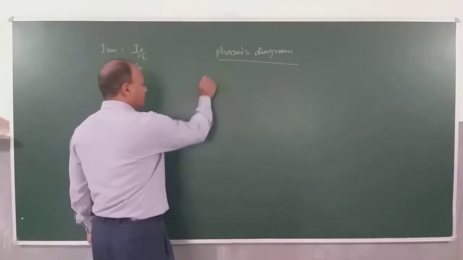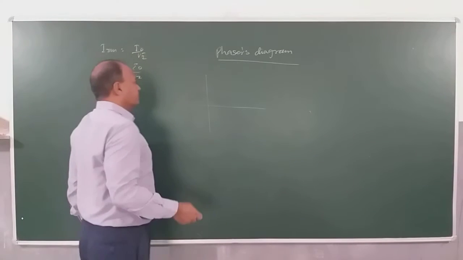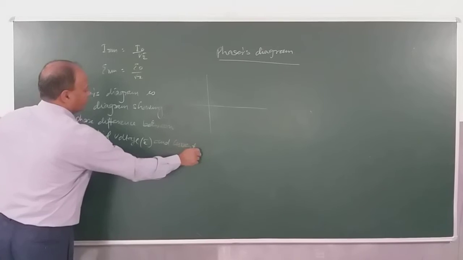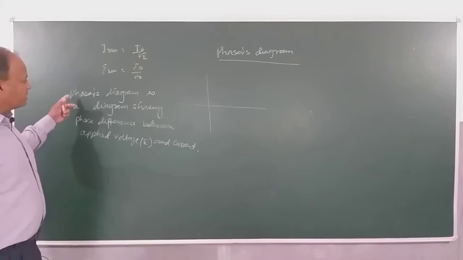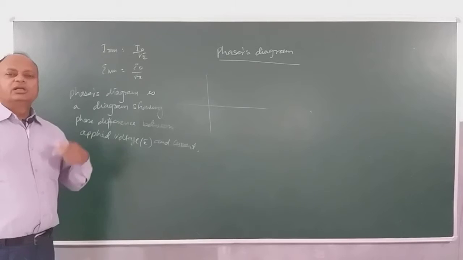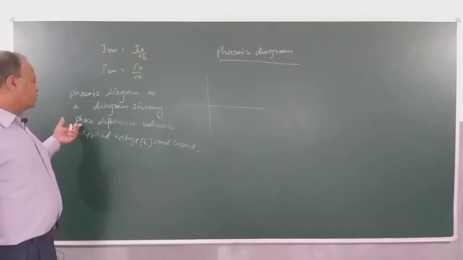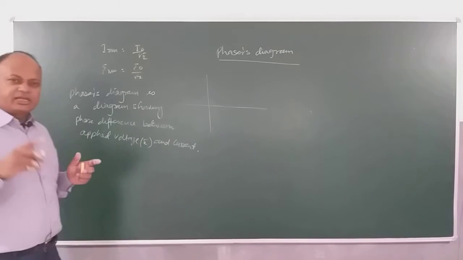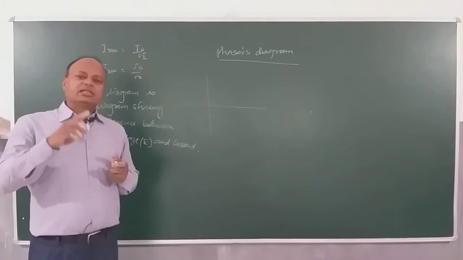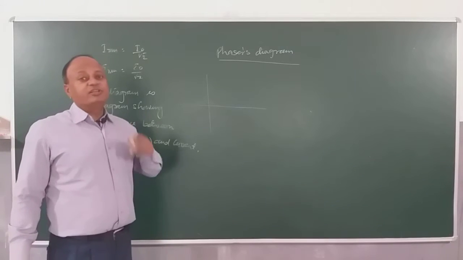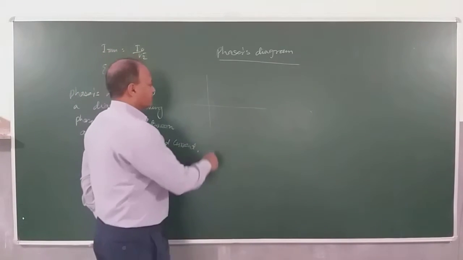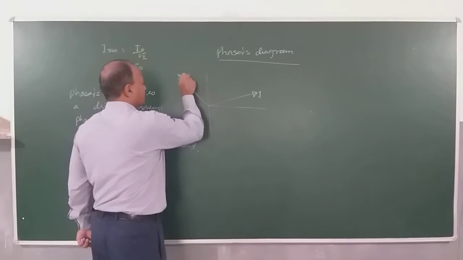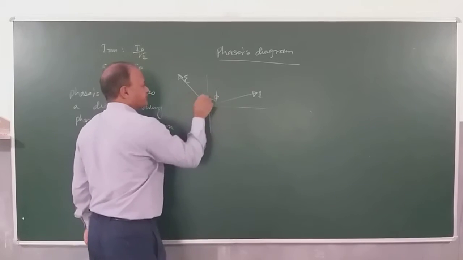So what is a phase diagram? Children, we have to understand this. A phase diagram is generally a vector diagram showing phase difference between applied voltage and current. Because for obtaining current you need to apply a voltage, and I said that current and voltage in case of AC are not always in the same phase, right? Suppose the diagram is shown like this. This is I and this is E and this angle is shown as phi.